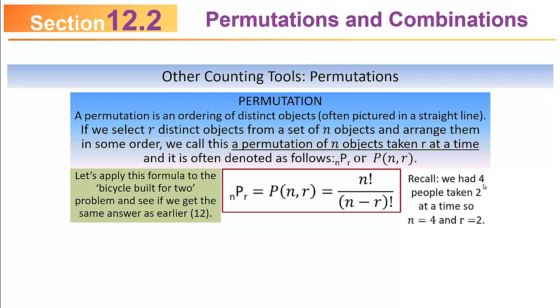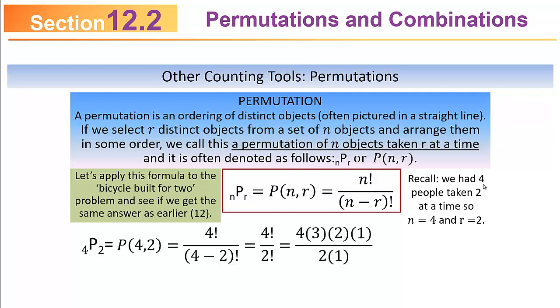So let's plug them in. We had 4 people, so N is 4. We took them 2 at a time, so R is 2. So if you plug in 4 for N and 2 for R, you get 4 factorial over the quantity 4 minus 2 factorial. Well, 4 factorial over 4 minus 2 factorial is 4 factorial over 2 factorial. 4 factorial is 4 times 3 times 2 times 1. 2 factorial is 2 times 1. That's 24 over 2, which is 12. Gives us exactly the same answer we got before.